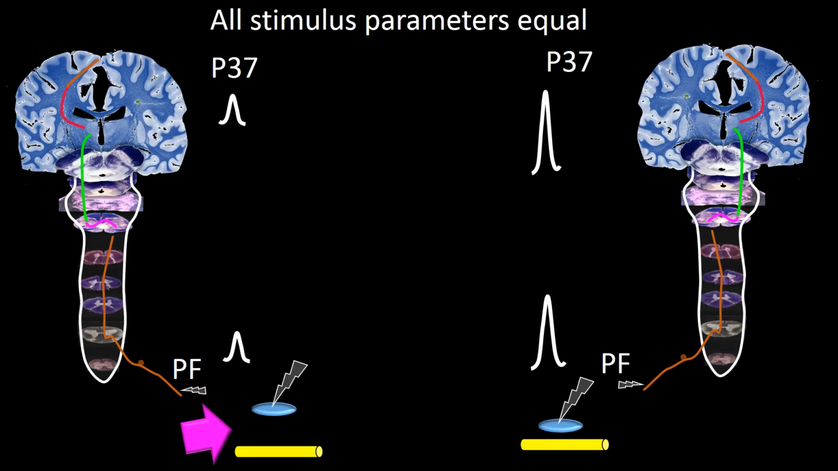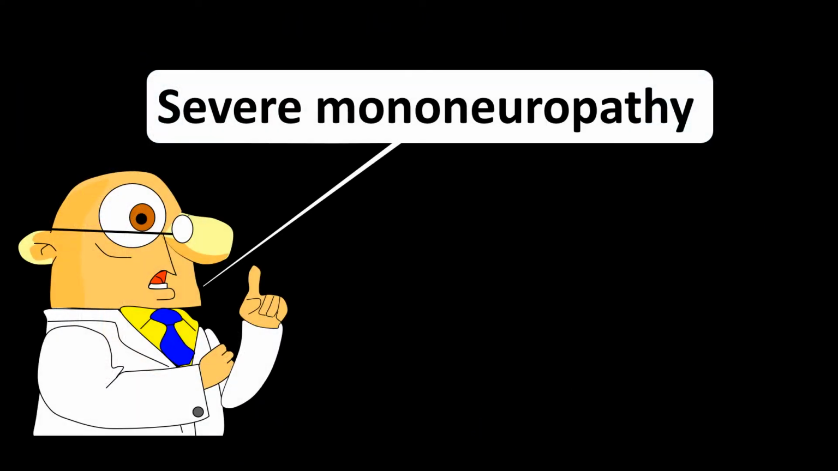The most likely explanation for the asymmetry found in this study is that the nerve on the side of the smaller potential was further from the stimulator than on the opposite side. So the stimulator and the nerve were closer on the side with a larger, higher amplitude popliteal fossa potential and P37 potential. Another less likely possibility is a severe mononeuropathy on the side of the smaller potential.